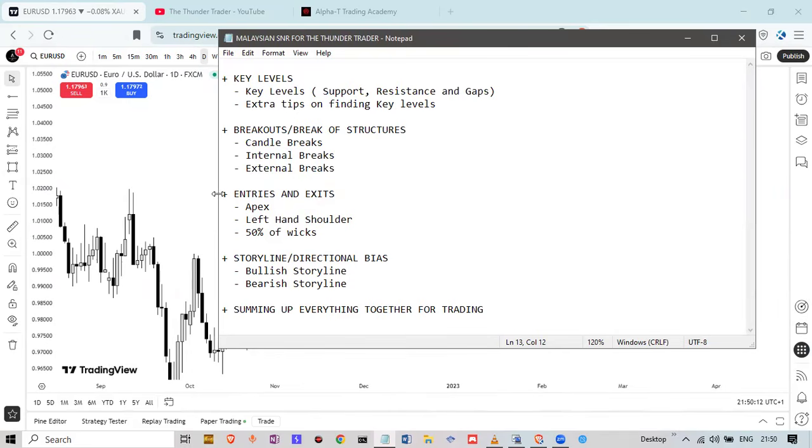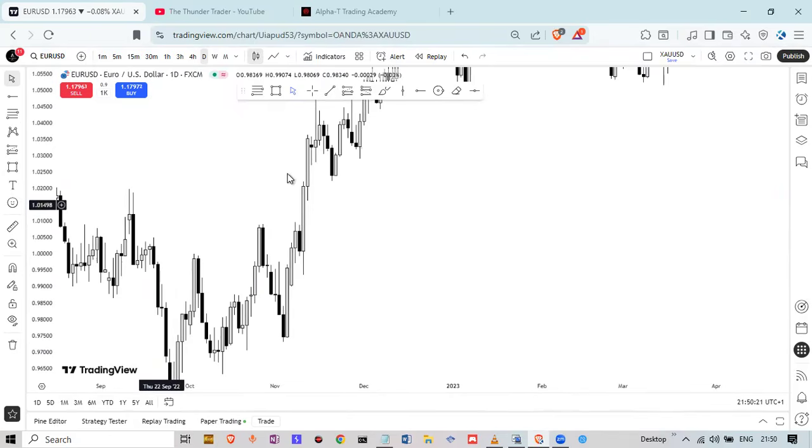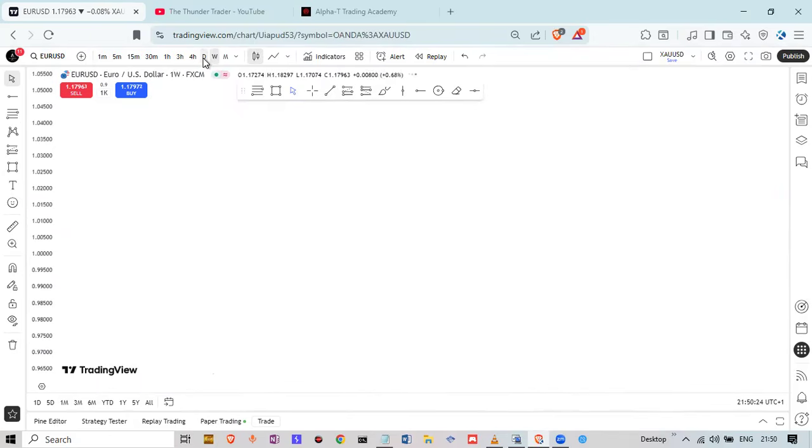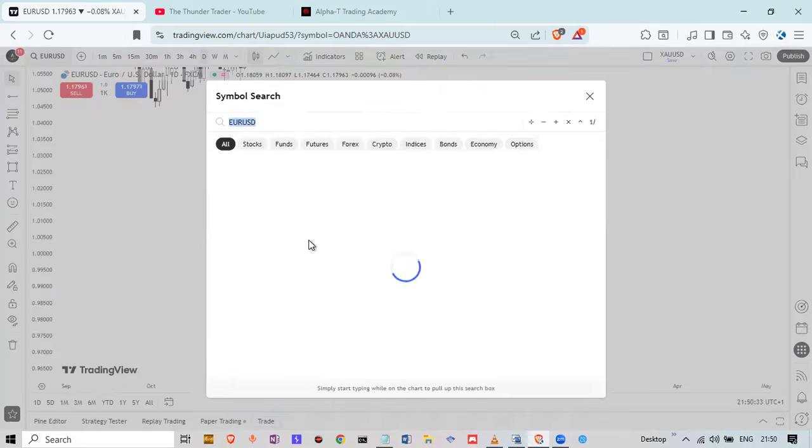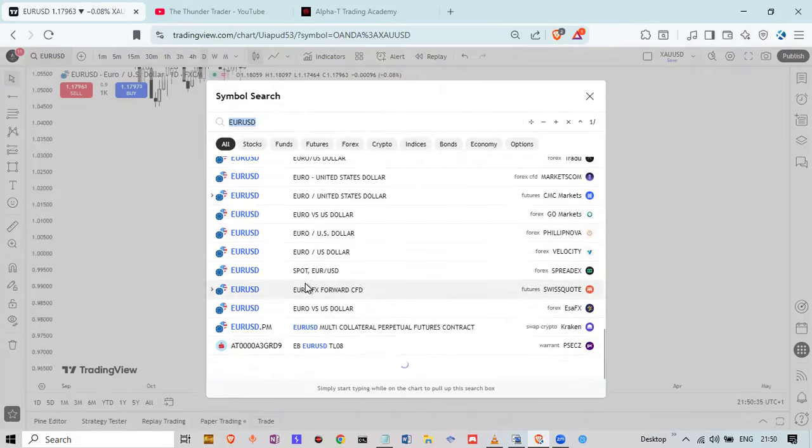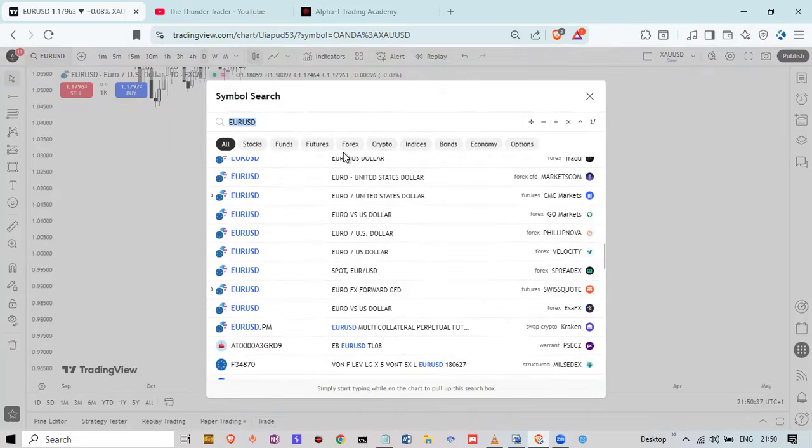Now, the next thing is what we call the entries and the exits. For the entries and the exits, when you want to make entries in your Malaysian SNR, what we usually find is that we actually work with two time frames. Let me switch to another asset now. I'm doing this so you can see that this is something you can do across all pairs.